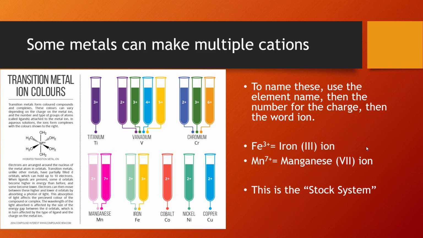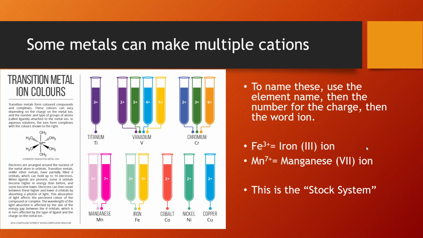This is actually pretty simple if you know what you're dealing with. So like, let's say chromium here. 2, 3, or 6. You notice how they have different colors? We'll get into that in lab a little bit. So let's say you look at that chromium. You're like, oh, what about a chromium 3 ion? That's it. Chromium 3 ion.